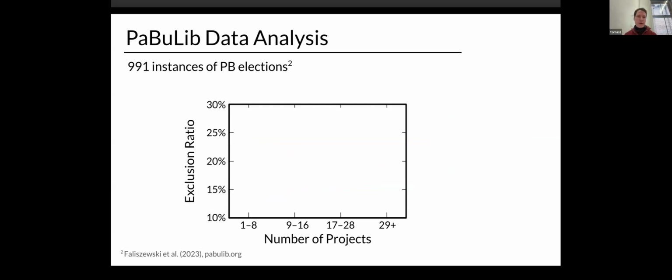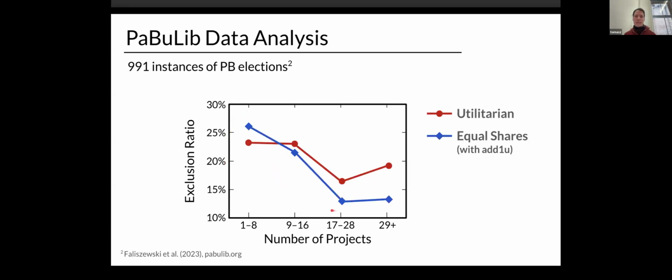The second thing that we compared is the exclusion ratio. So this is how many voters received 0 utility. They didn't like anything that was selected in the end. So here, the smaller the better. For example, for large instances, equal shares is much better than utilitarian. And this is because it's a proportional rule. Yes, it cares about these different groups of voters, while utilitarian really doesn't care. However, what is quite surprising is that for small instances, it's actually utilitarian that is better on average than equal shares. And how can we explain it?